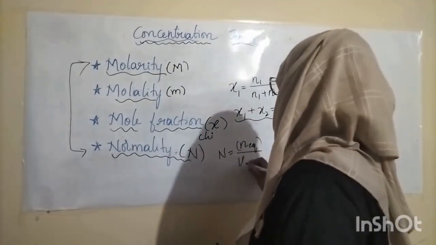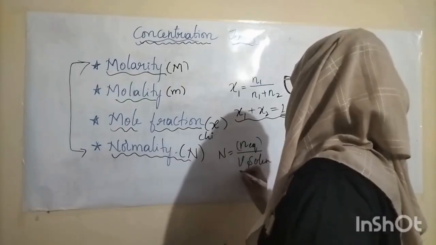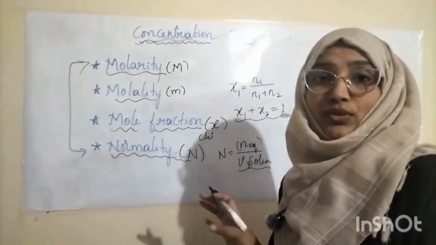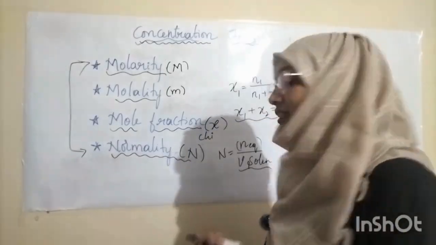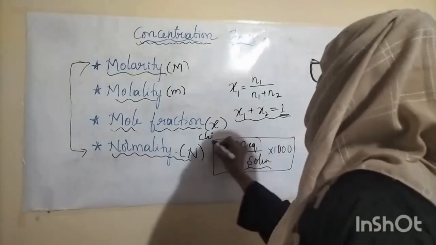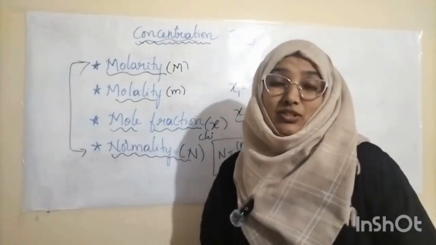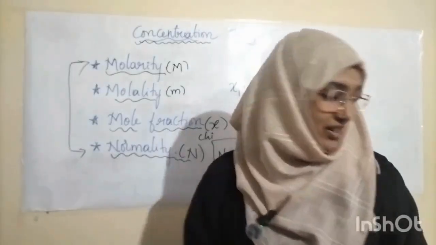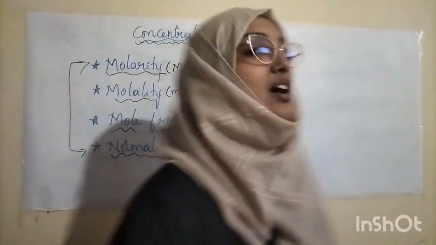With respect to volume of solution, again, just like molarity. And if the volume of solution is in ml, if it is not in liters, then we have to multiply this with 1000. So this is normality. What is this normality? What are equivalent moles? That we will check just now. Okay, so let me erase all these things here.